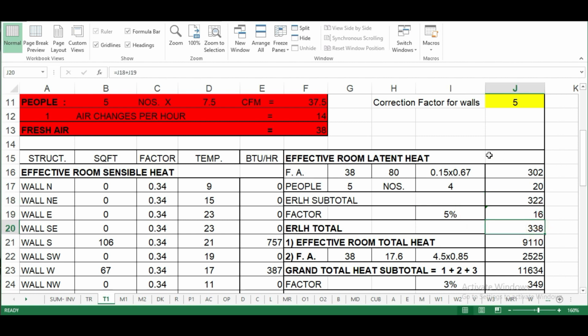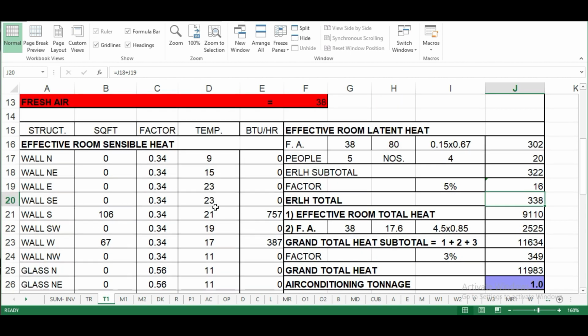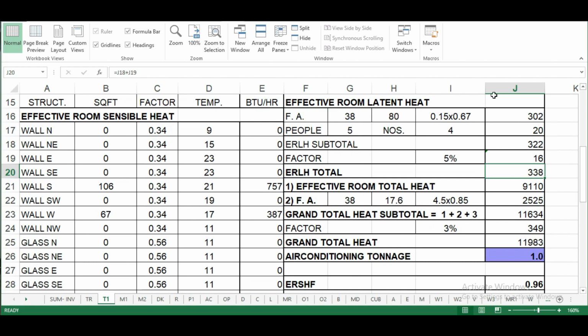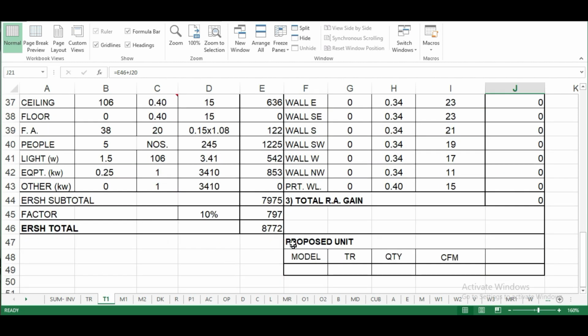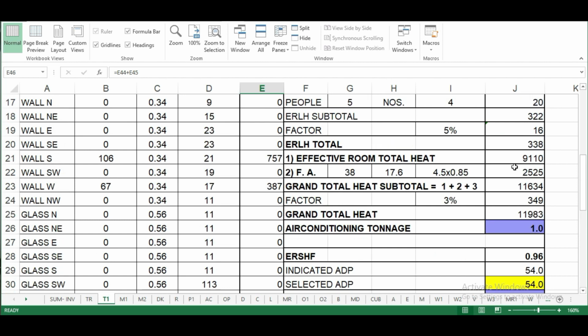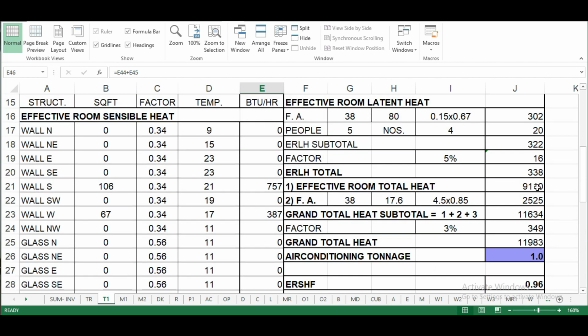Till now we have calculated the sensible heat requirement and the latent heat requirement, that is ERLS total and ERSH total. Now we will go for the total heat loss or heat load of that project. As you see over here, J20 is the LH total, that is latent heat total, and E46 is the ERSH total. In summation of those two, it comes to 9110 BTU per hour. This is the total heat loss of that project.